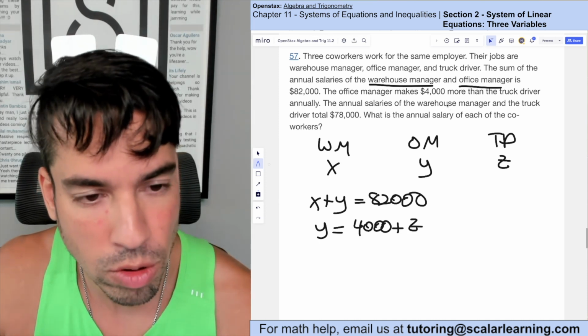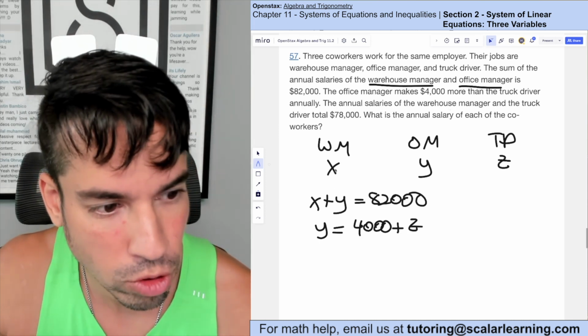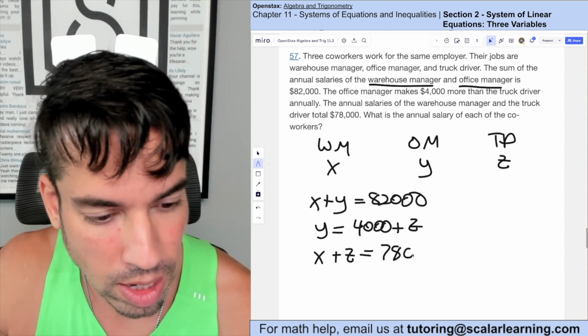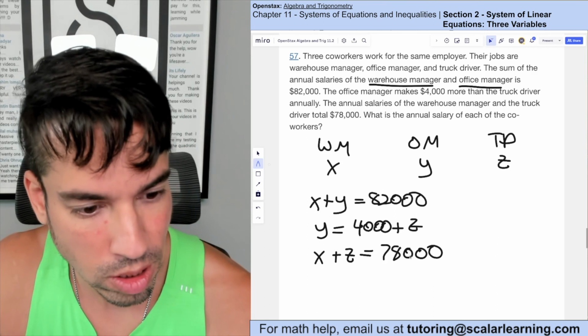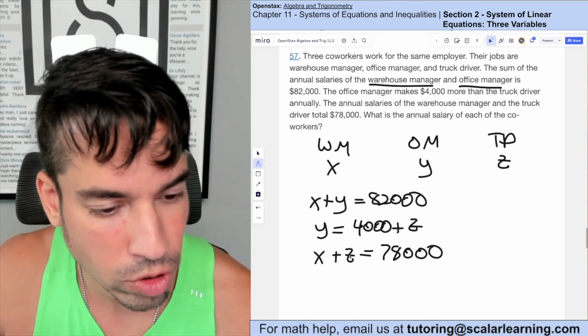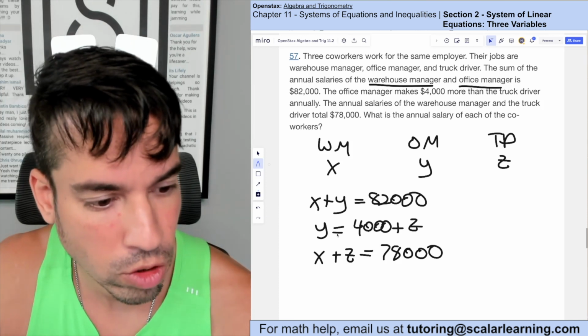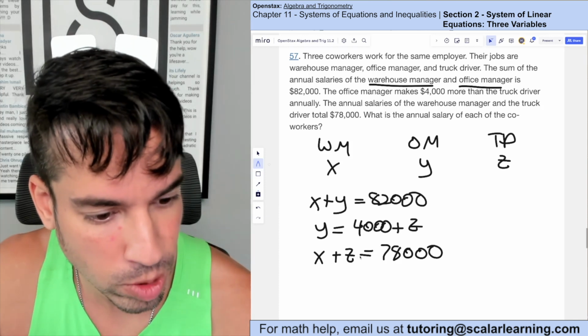And then it says the annual salaries of the warehouse manager and truck driver, so warehouse and truck driver, is 78,000. Okay, so we have our triple system and now we can solve. Of course, I'd love to get 2 equations with just 2 variables. I can do that with a little substitution, right? I've got x plus z equals 78,000.